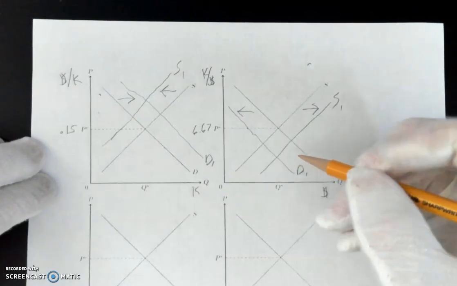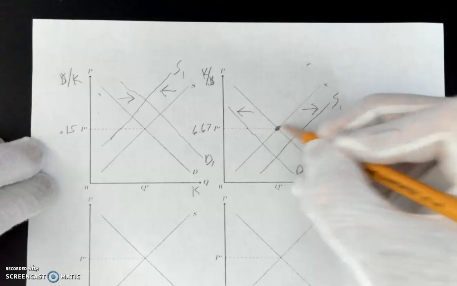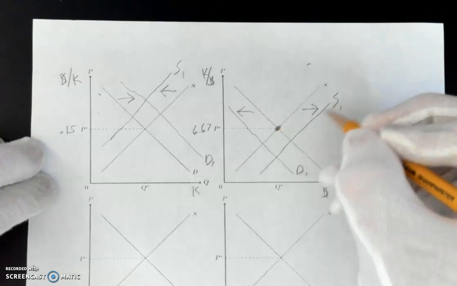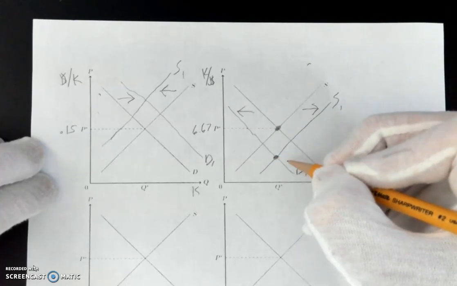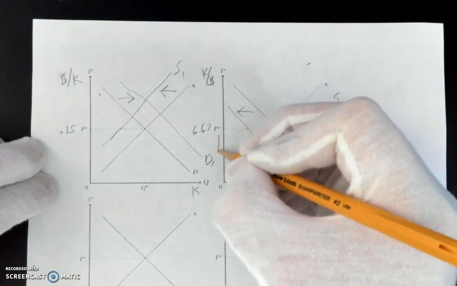Now we can compare our equilibriums. Our initial equilibrium in the dollar market was here. Now it's going to intersect with S1 and D1 right there. What happened to the dollar? Well, the dollar loses value.